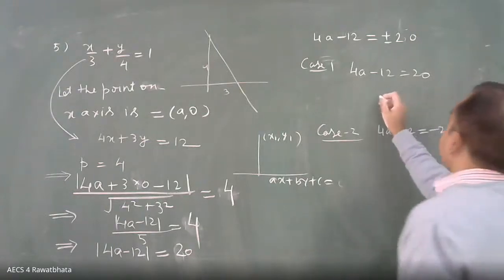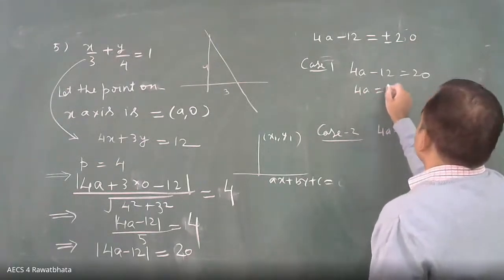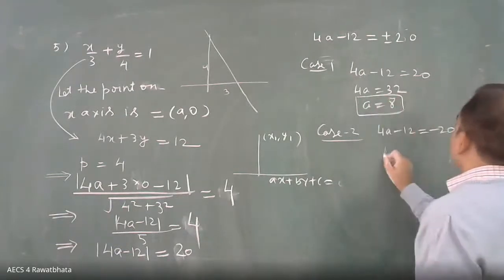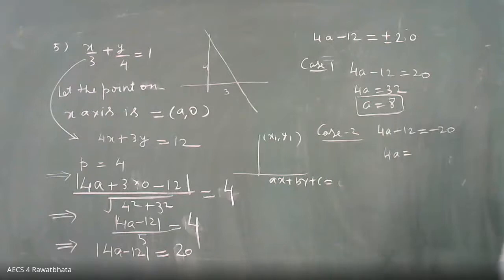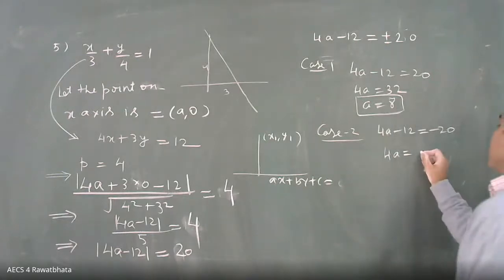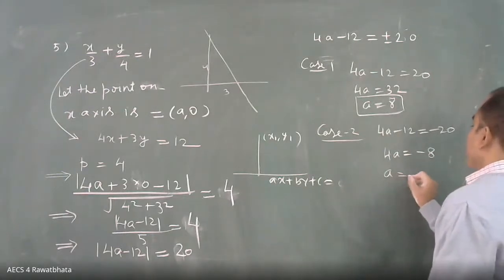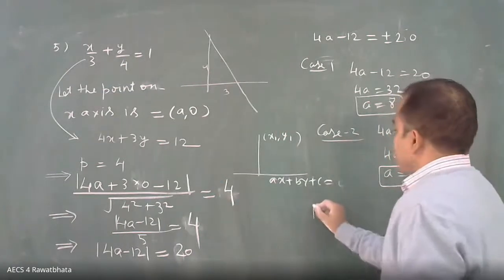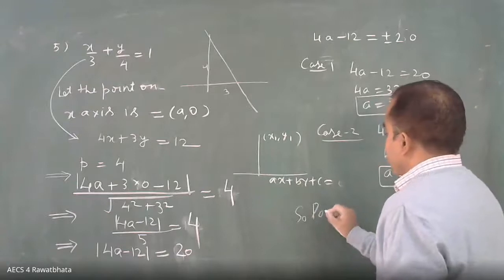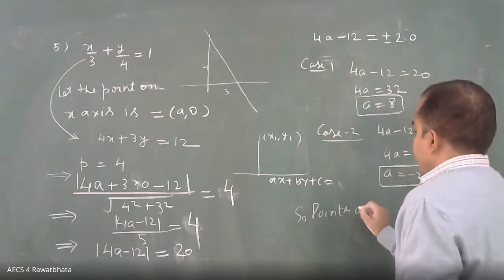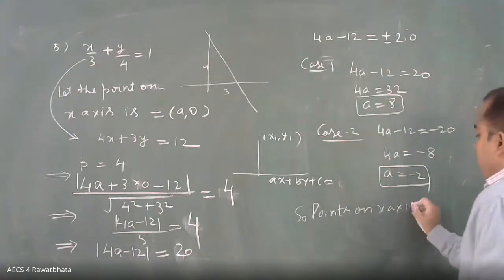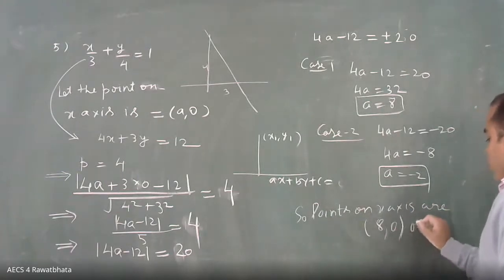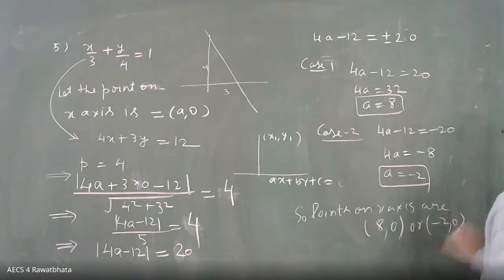If you take plus 20, 4a is equal to 32, a is equal to 8. And now if you take the minus sign, 4a is equal to 12 minus 20, minus 8. So a is equal to minus 2. Two values of a. Finally, you have to tell the point on the x-axis. So the points on the x-axis are either 8, 0 or minus 2, 0.